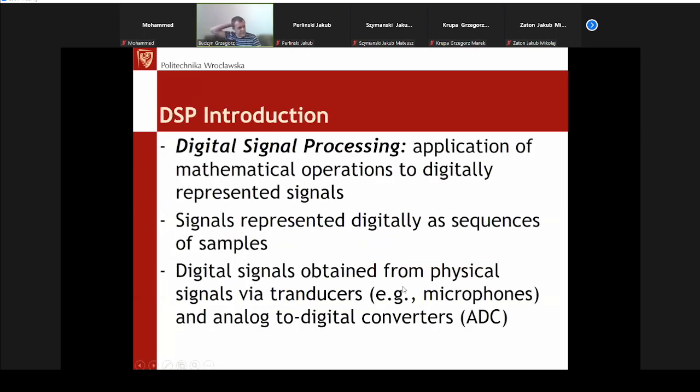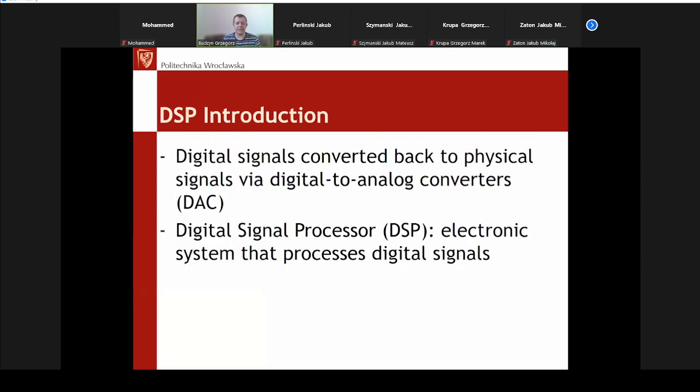Digital signal processing should be pretty obvious to you. It's the application of mathematical operations to digitally represented signals. So we have a sequence of samples obtained from physical signals, like, for example, microphones of various kinds, or ADC converters, or sensors with digital output. And then the digital signal processor processes the stream of data in a digital way.